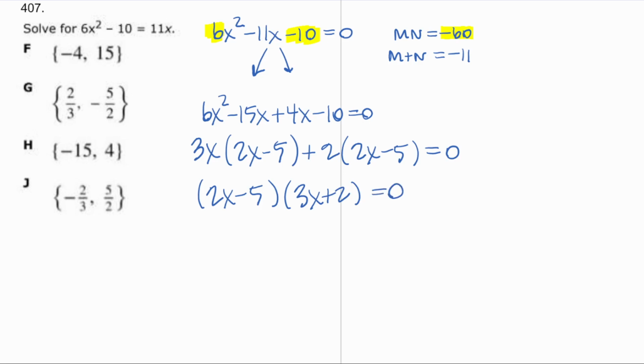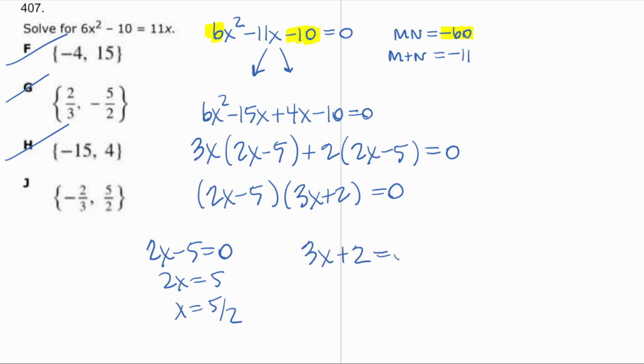Okay, so if I've got these two things multiplying together to equal 0, then one of them has to be 0, because you can't multiply non-zero by non-zero and get 0. So that means either 2x minus 5 is equal to 0, or, so that's got me down to the correct answer, but maybe it'll be good for me to convince myself, 3x plus 2 equals 0, 3x equals negative 2, and x is negative 2/3. Okay, so that's why it's J.